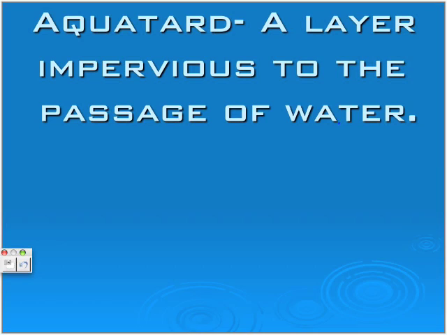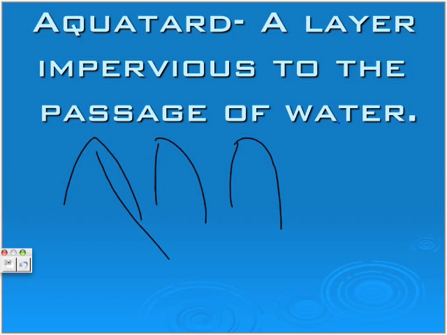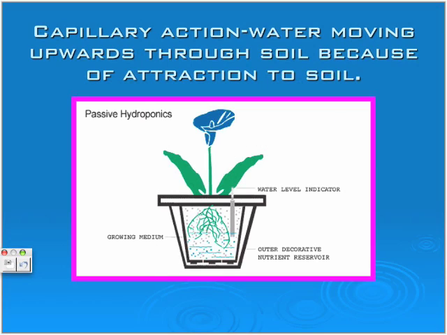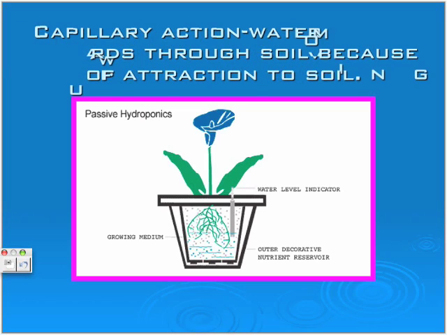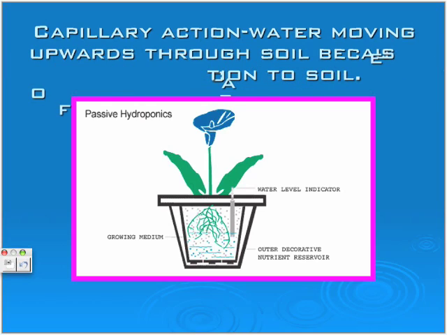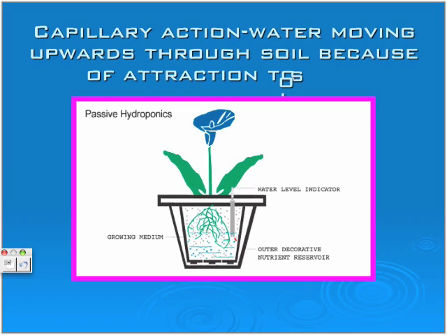So let's say there are 3 mountains and then it rains, and the aquitard would be the place where all the water that's sliding would meet. This would be the aquitard. Okay, now capillary action. Capillary action is water moving upwards through soil because of attraction in soil. So in this diagram, let's say this is the water, and because of capillary action, the water will move up since the soil is up and because of the attraction.